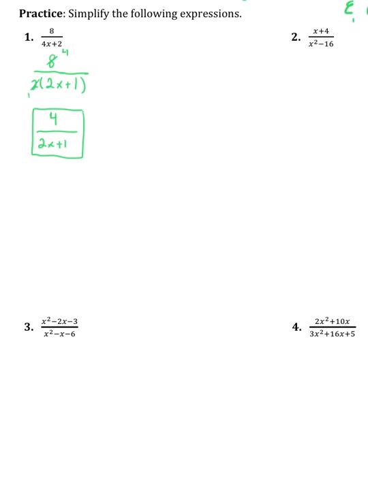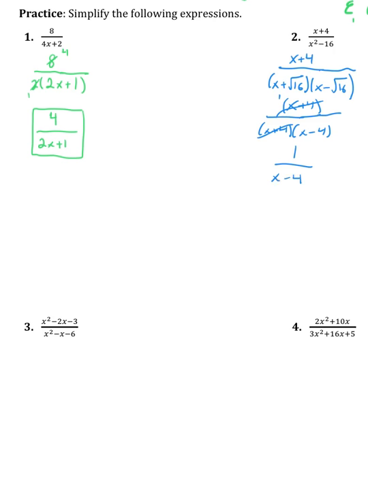For problem 2, I have an x plus 4 in the numerator, so I'm hoping that there's going to be an x plus 4 in the denominator as well. And it's one of those difference of squares problems, so I can do x plus square root of 16, x minus square root of 16, and the square root of 16 happens to be 4, which is nice. So I end up with an x plus 4 times an x minus 4. And because I have an x plus 4 in the numerator and denominator, that goes away, and I'm going to be left with a 1 in the numerator. So I get 1 over x minus 4. That'd be my simplified expression. Nothing to put back together, which is kind of nice.